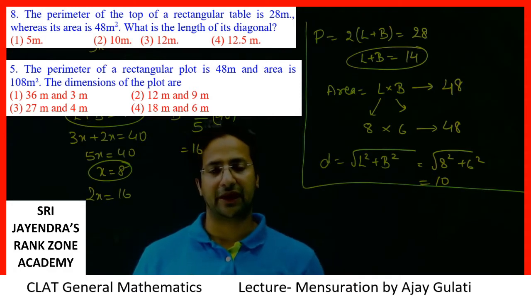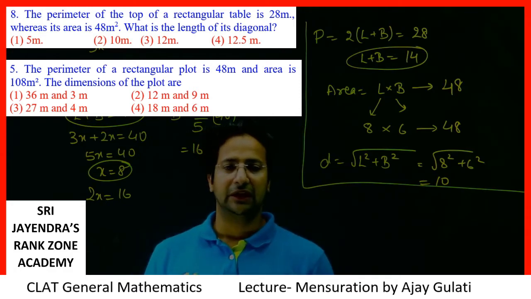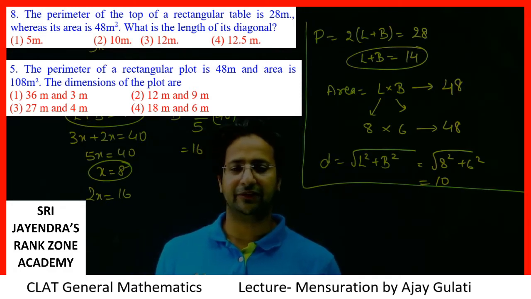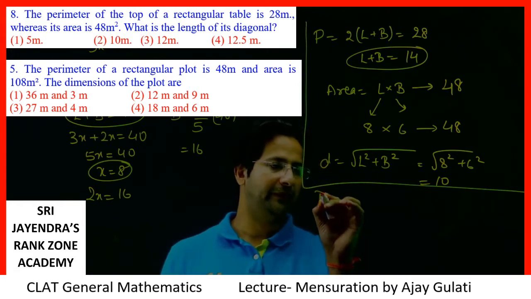The perimeter of a rectangular plot is 48 meter. Its area is 108. The dimensions of the plot are, first of all, perimeter.